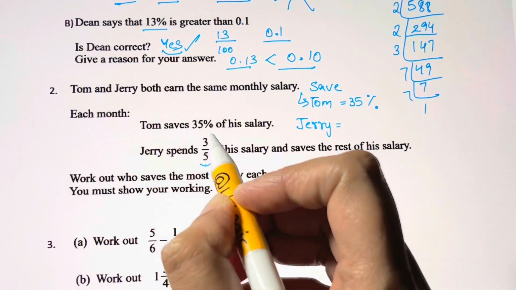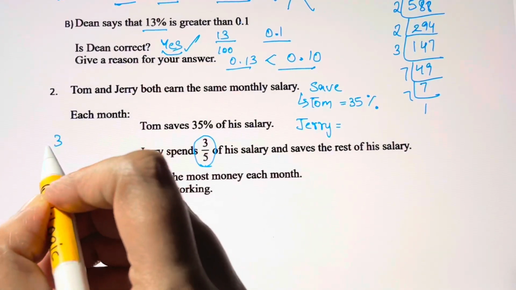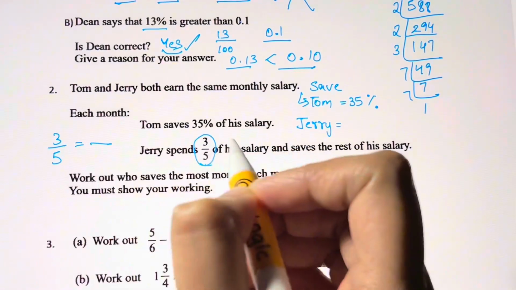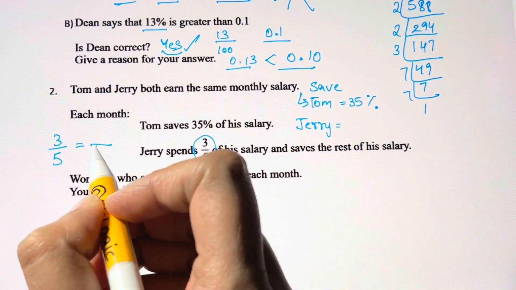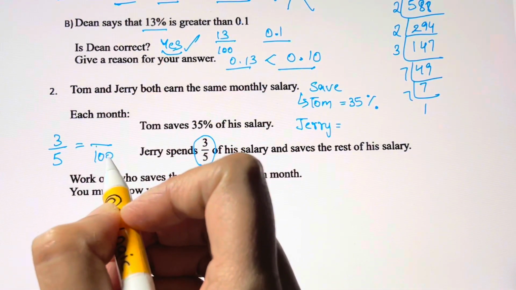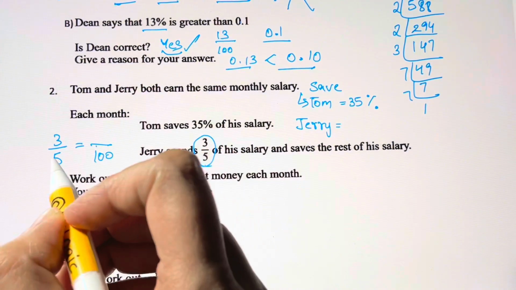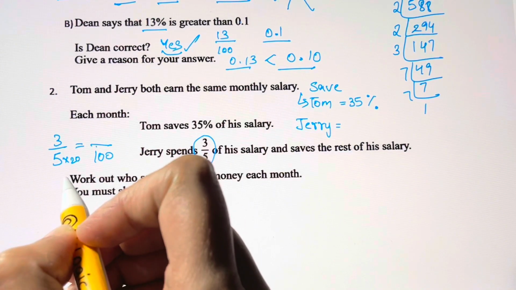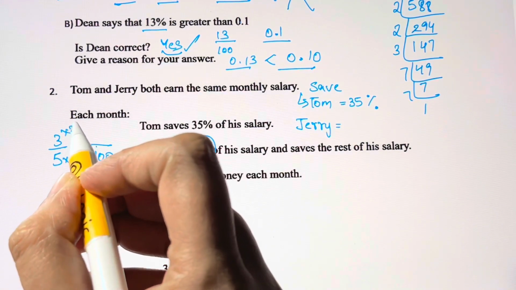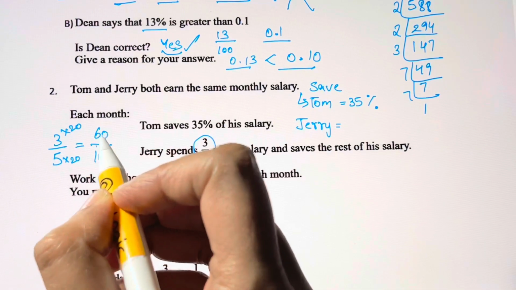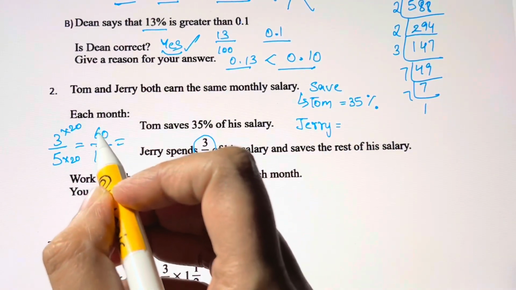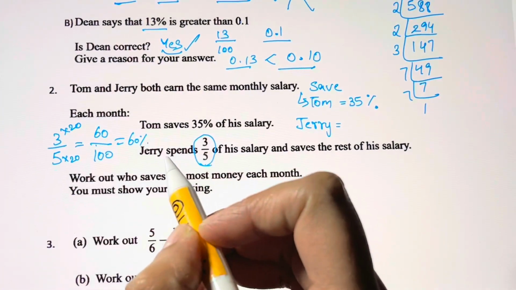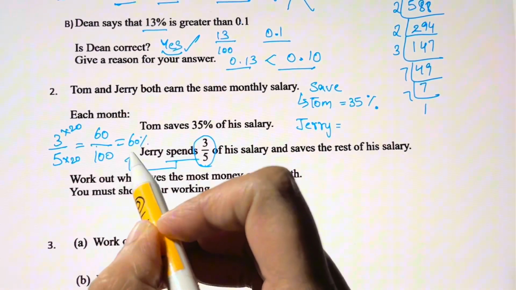So if he spends 3/5 of his salary, let's convert 3/5 into a percentage. So percent is per 100. That's out of 100. So how can we convert 5 to 100? By multiplying 5 times 20. So same thing you have to multiply here. 3 times 20 is 60. So how much? 60 per 100. So that's 60%. So he is spending 60% of his salary.